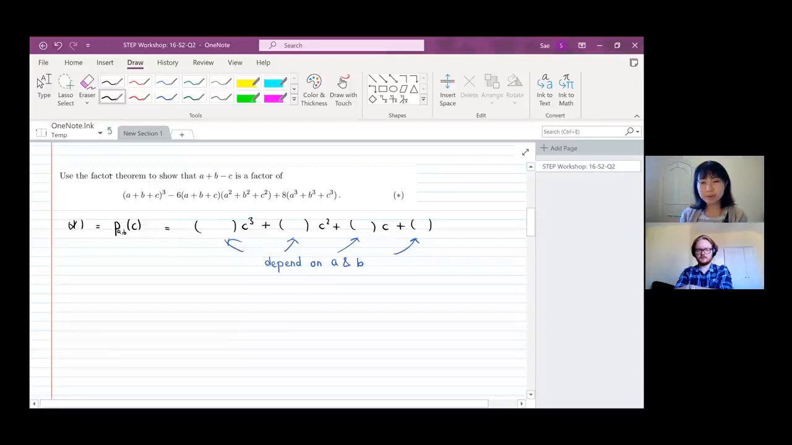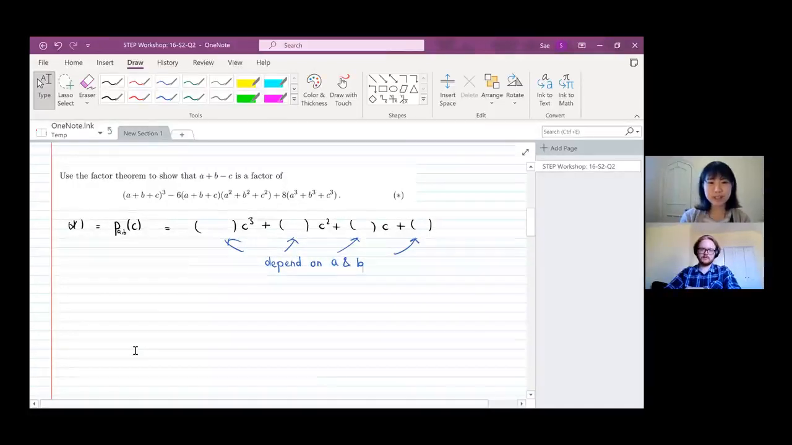So now we have a polynomial in c, and we want to show that a plus b minus c is a factor of star, is a factor of this polynomial. And Richard has asked, can you choose any letter to be the subject? Of course you can. You could easily have chosen a or b or c. I only chose c because c looks kind of special in a plus b minus c.